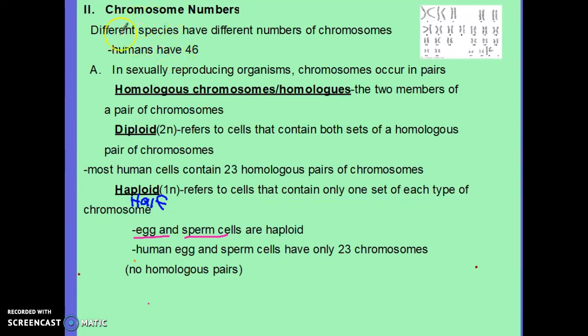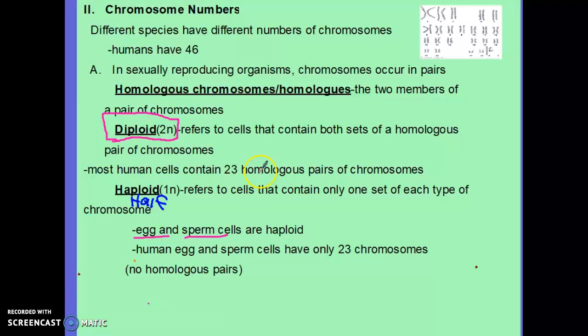So some of this is repetition. I already said humans have 46 chromosomes, unless something went wrong, which can sometimes happen, but we're supposed to have 46. In sexually reproducing organisms, chromosomes occur in pairs, and I mentioned this earlier, they're called homologous pairs of chromosomes, or homologs. It's the same thing. And when we have two of each type of chromosome, as we do in our body cells, we call that diploid or 2N cells. Di means two, so that kind of makes sense. So our cells in our bodies are diploid.